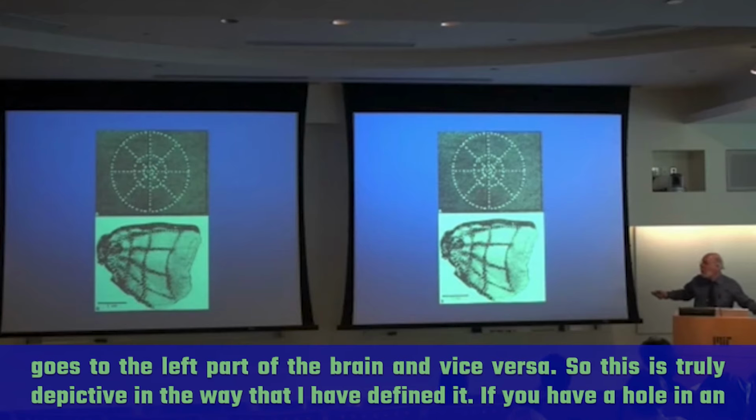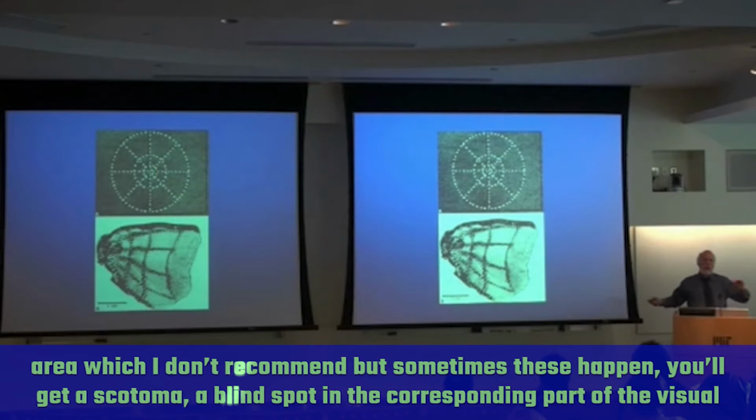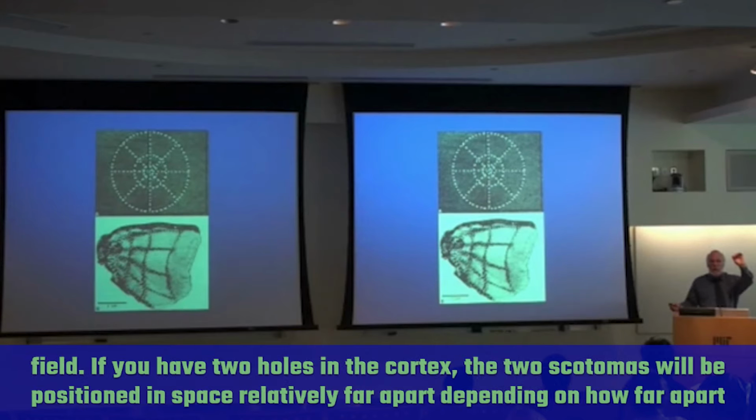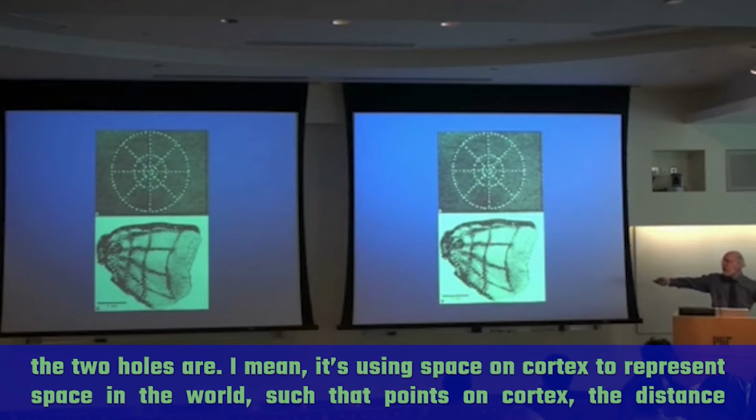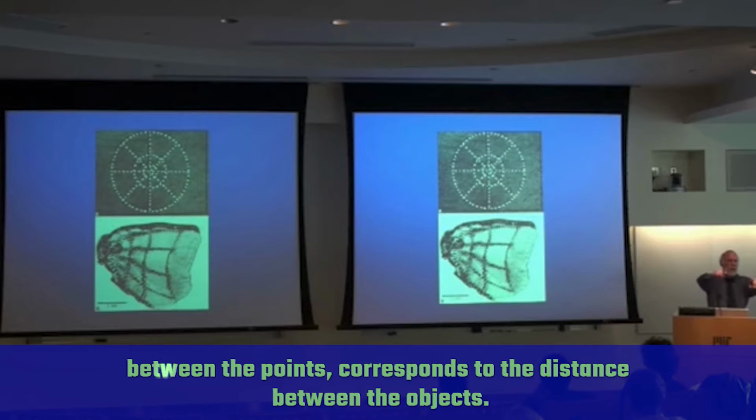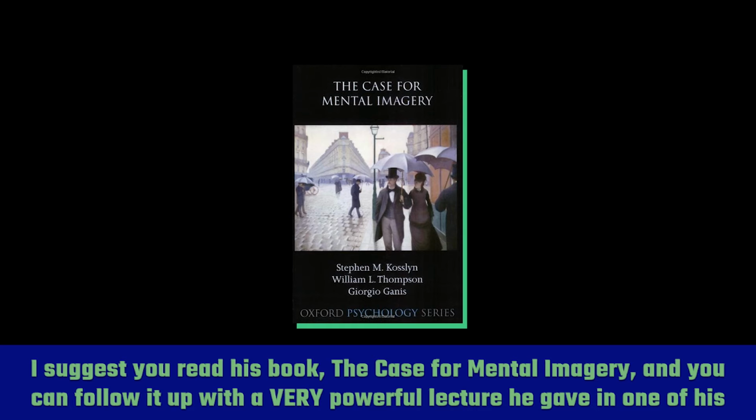If you have a hole in an area, which I don't recommend, but sometimes these happen, you'll get a scotoma, a blind spot, in the corresponding part of the visual field. If you have 2 holes in the cortex, the 2 scotomas will be positioned in space relatively far apart, depending on how far apart the 2 holes are. I mean, it's using space on cortex to represent space in the world, such that points on cortex, the distance between the points corresponds to distance between the objects. I suggest you read his book, The Case for Mental Imagery, and you can follow it up with a very powerful lecture he gave in one of his videos.